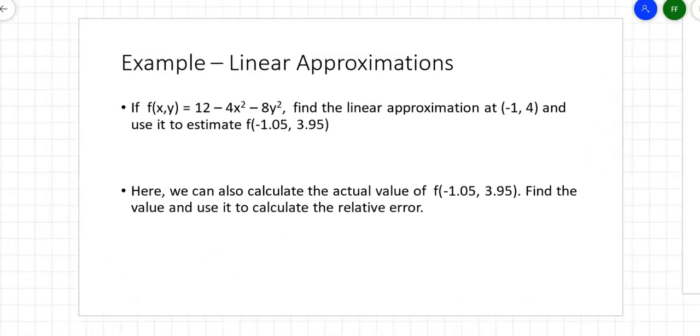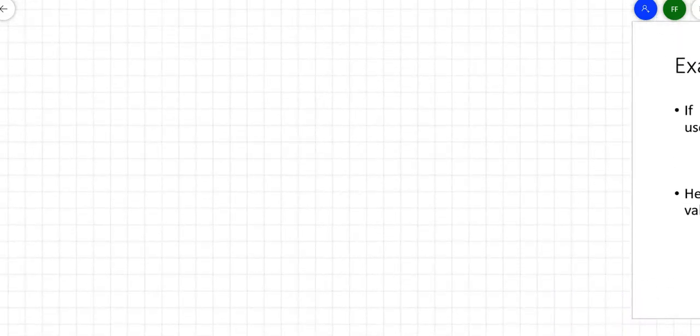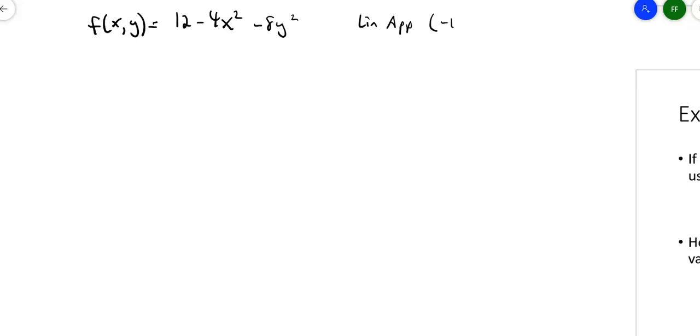So let's come over to the side here, because this is going to take a little space. I'm going to write out my problem. I've got f of (x, y) equals 12 minus 4x squared minus 8y squared, and I want a linear approximation at (-1, 4). Okay, let's do that first, and then we'll throw some numbers in.